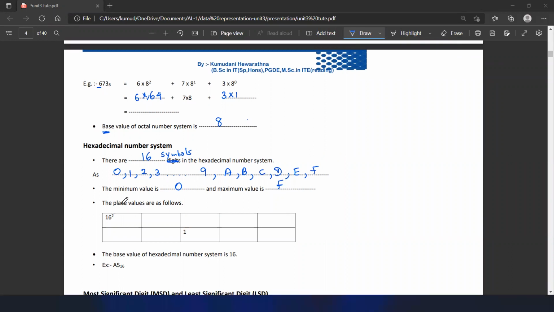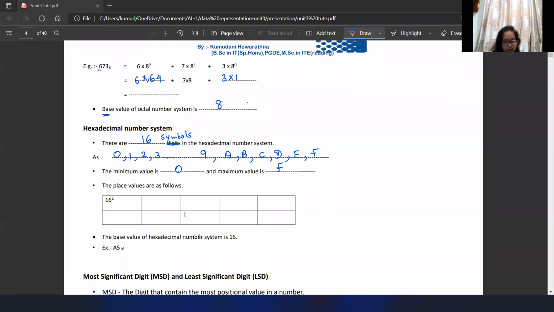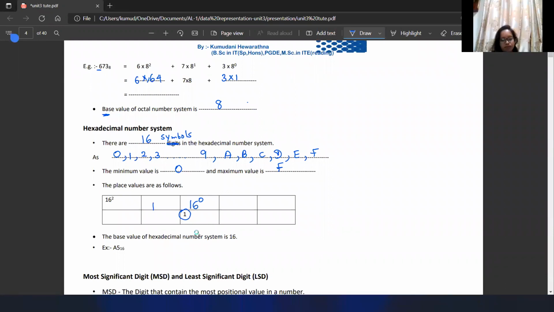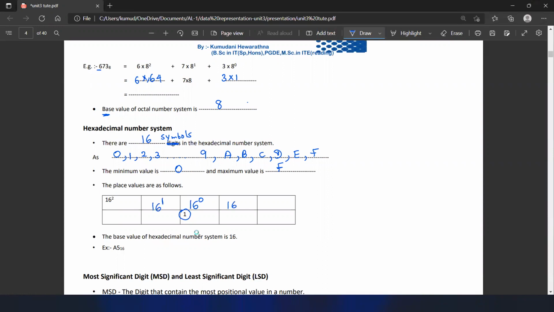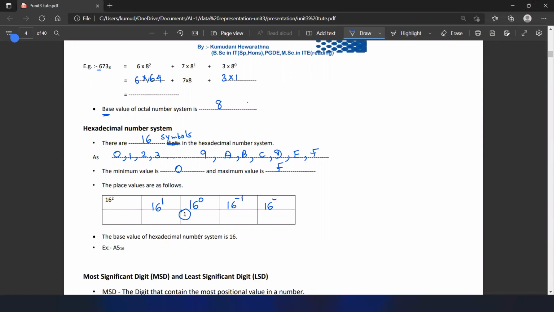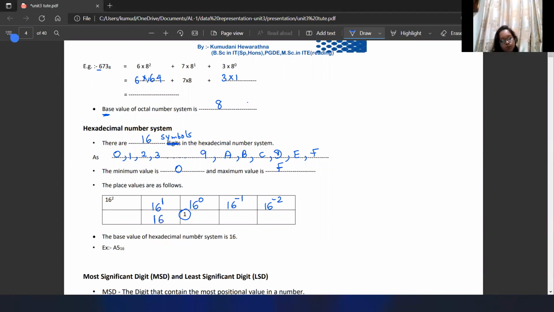Okay, teacher. The place values are as follows. We'll start from here. 1 means what is the place value? 16 to the power 0. This one, 16 to the power 1. Here, 16 to the power negative 1. 16 to the power negative 2. So we'll write down the values. 16 to the power 1 is 16. 16 to the power 2 is 256.